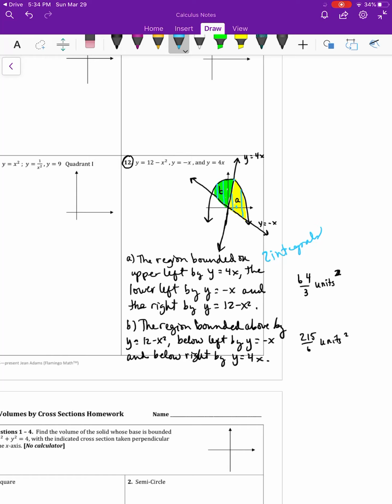Now, will you need two integrals for B? This one goes from 12 minus x squared to negative x, and it continues to do that up until 0, and then it starts going from 12 minus x squared to 4x. Okay, so for either one of them, you're going to have to use two integrals to find that area. So it really doesn't matter which one.